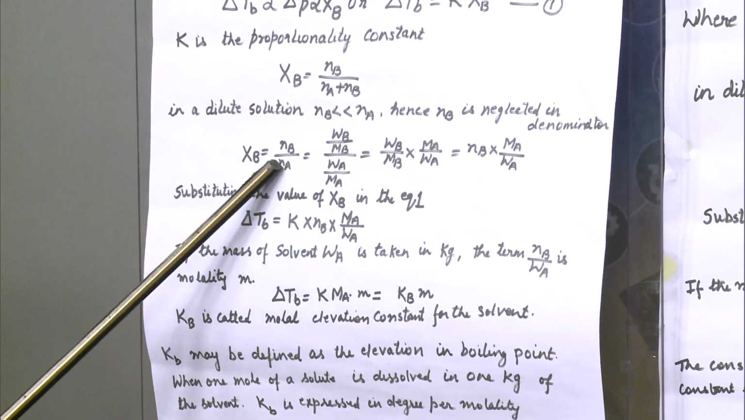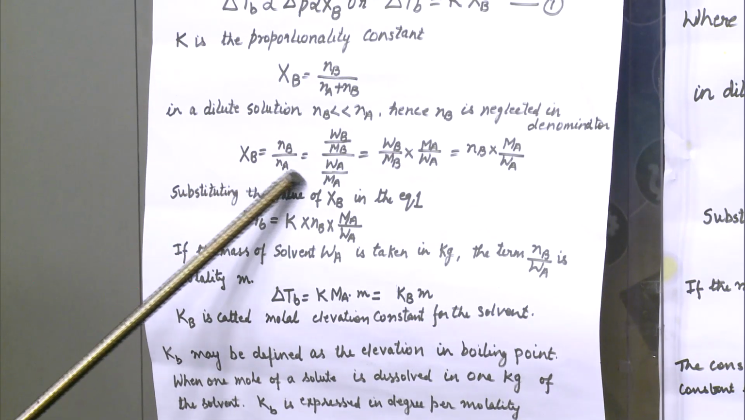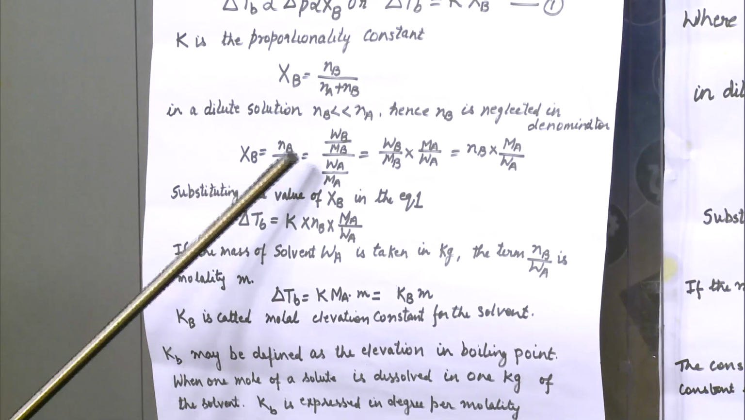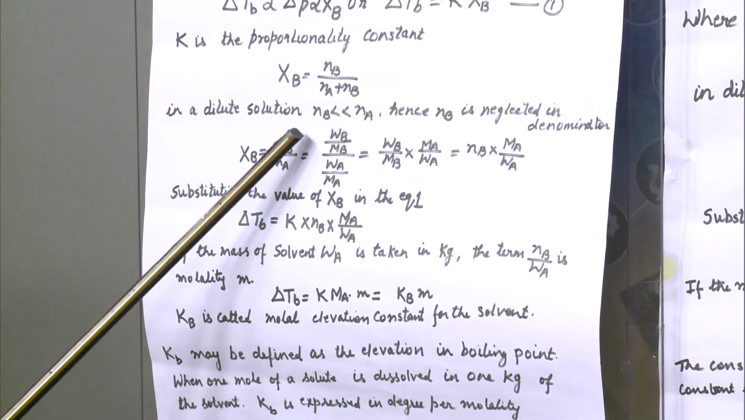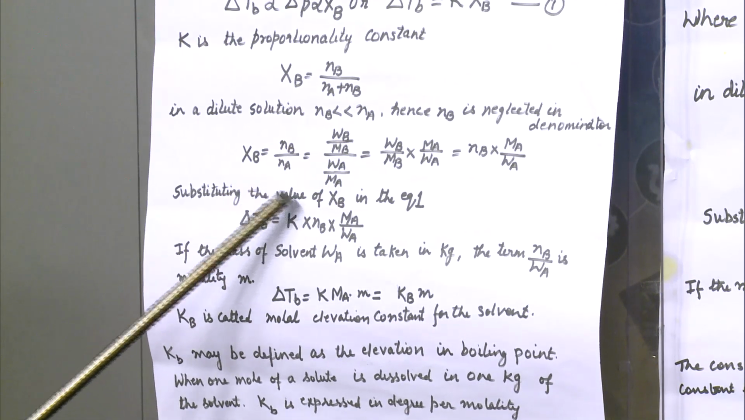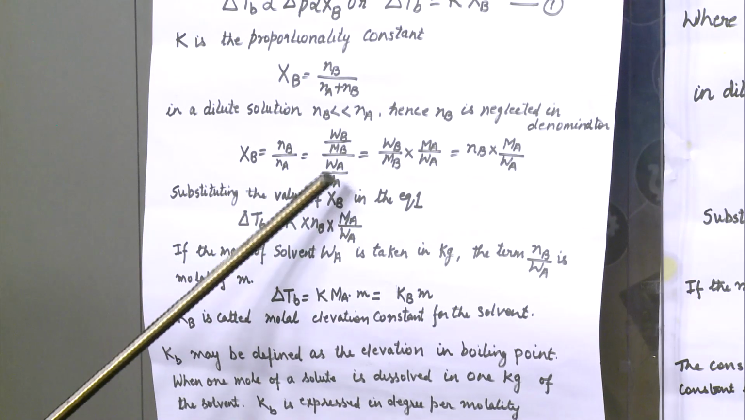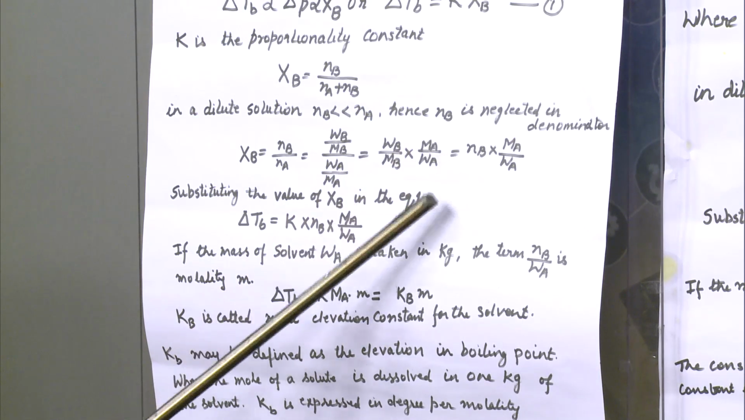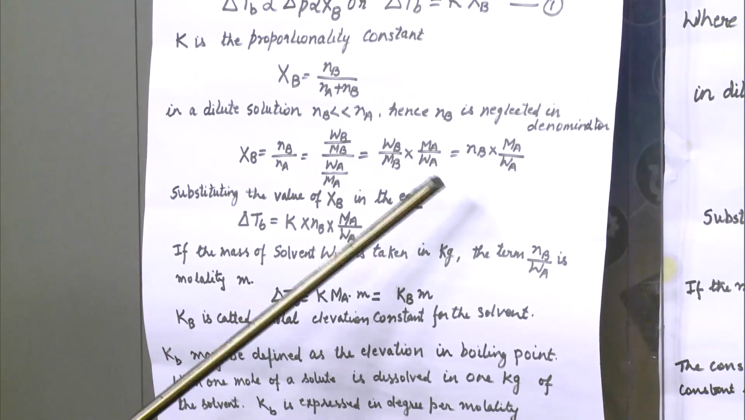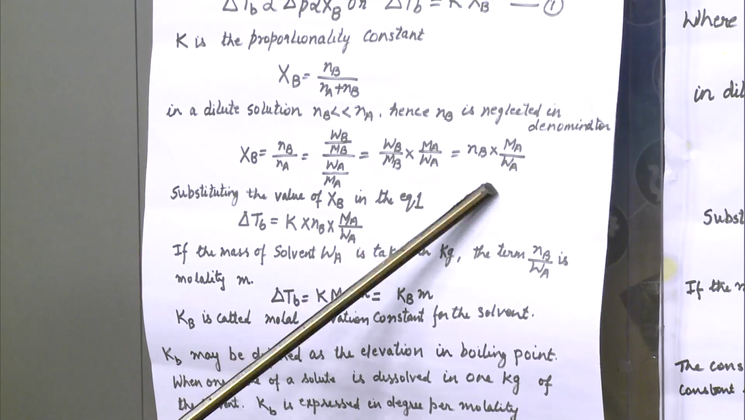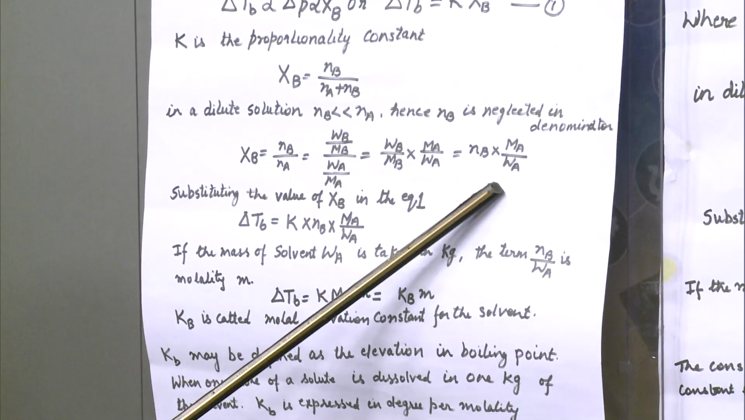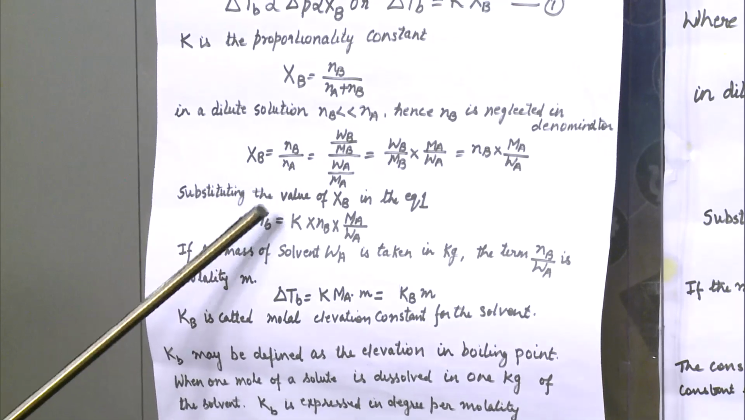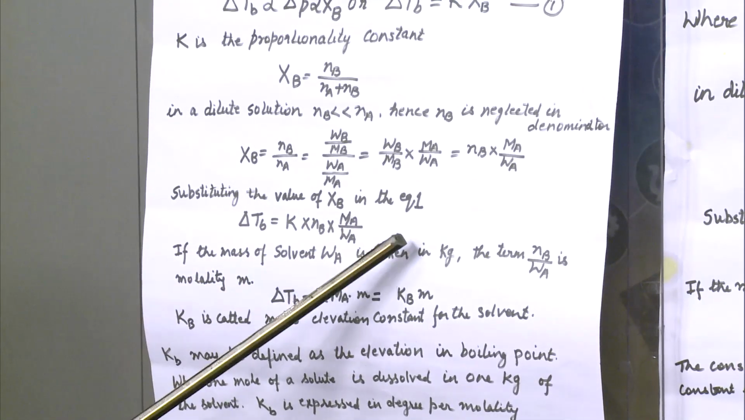Now, we know that N, the number of moles, is equal to the mass upon molar mass. So, let's put this formula again. Instead of Nb, we can write Wb upon Mb. Same goes for Na, Wa upon Ma. Now, solve it. Wb upon Mb is multiplied by Ma upon Wa. Right. Now, here this Nb is equal to Wb upon Mb, because we are taking this as Nb. Okay, now substituting the value of Xb in equation 1.